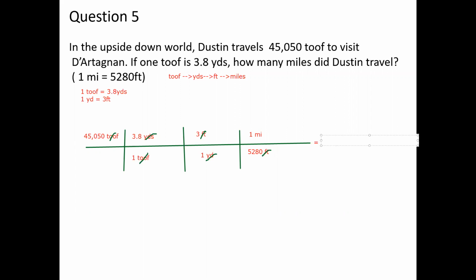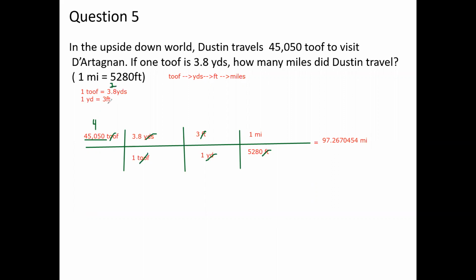And Mr. Calculator tells us 97.2670454 miles. So now we're not finished. We need to round to the correct number of significant figures. Our original number has 4 significant figures. In our conversion factor, 1 tooth equals 3.8 yards. So these are 2 different systems of measurement. So this has 2 significant figures.